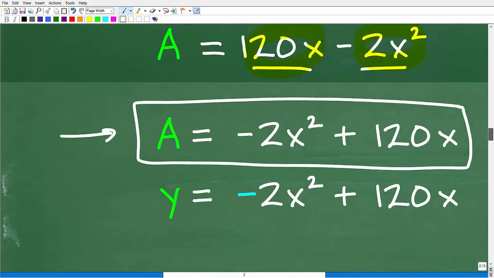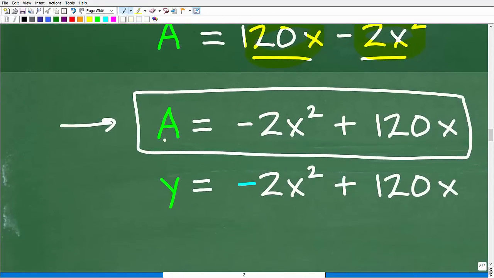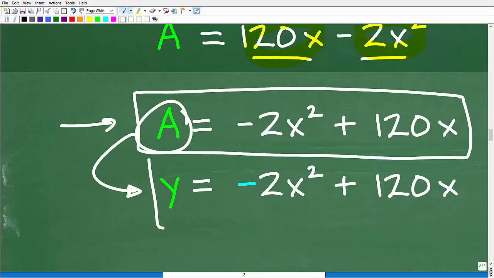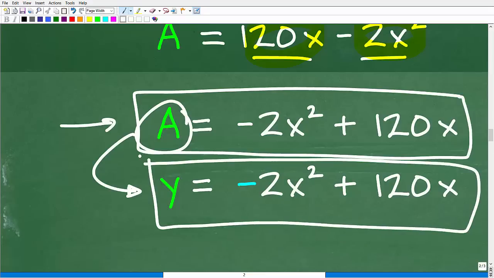So that's what x is, and a is the area. We just multiplied the length times the width. But I'm going to use a different variable for a. I'm going to use y. So we have y equal to minus 2x squared plus 120x, because what we have right here is a quadratic equation. We can graph this quadratic equation, and the graph of a quadratic equation, hopefully you know, is a parabola.